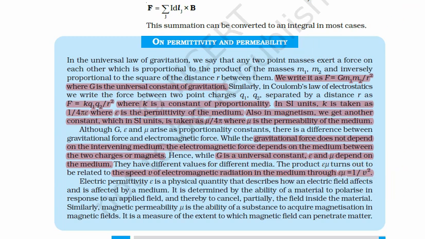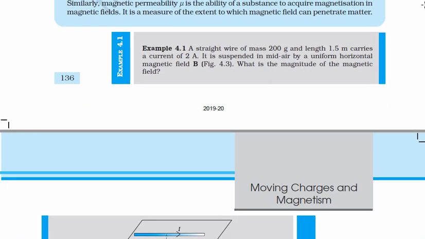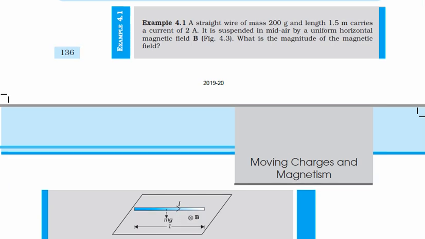So read more about this, read it completely, this will be helpful. Now let us see this example 4.1. So what is this example 4.1? A straight wire of mass 200 grams. So what is the mass? 200 gram, and length is 1.5 meter, that is carrying a current of 2 ampere. So current is 2 ampere, length is 1.5 meter, mass is 200 gram.